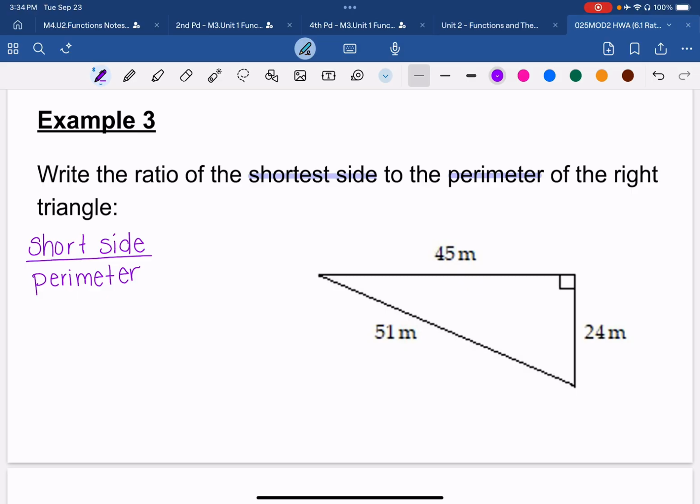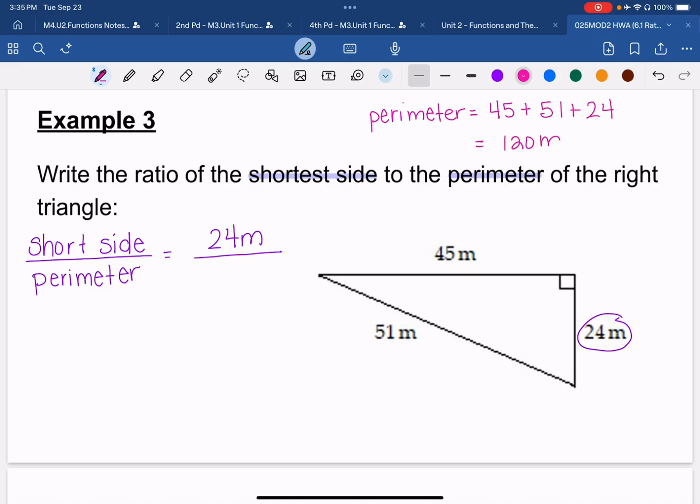So if I look at the sides of my triangle, the short side, between 45, 51, and 24, would be 24. So that tells me, okay, I'm going to have 24 meters as my numerator. Perimeter, remember, perimeter is the length around a figure. So I need to do some side work here and find the perimeter. Perimeter, I'm going to add up all those sides. So I'm going to add 45, 51, and 24. And that gives me a perimeter of 120 meters. So I'm going to put that as my denominator.